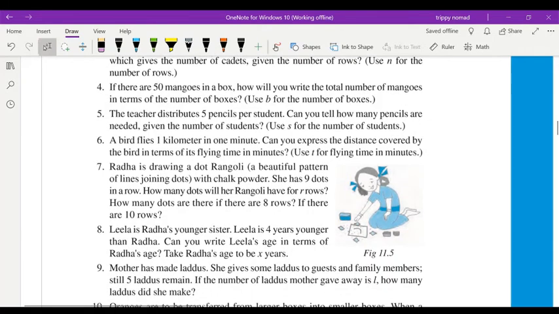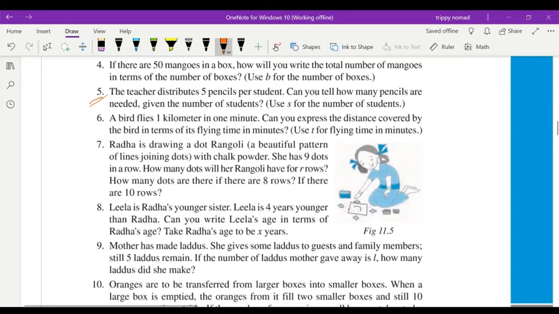And the fifth one: a teacher distributes 5 pencils per student. Can you tell how many pencils are needed given the number of students? Use s for the number of students. One student gets 5 into 1 pencil. Two students will get 5 into 2 pencils, that means 10 pencils. Then s students will get s into 5, that means the formula will become 5s. The number of pencils needed will be 5s. The fifth question is also the same.